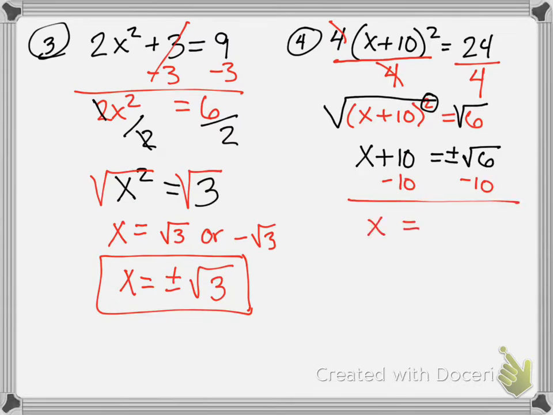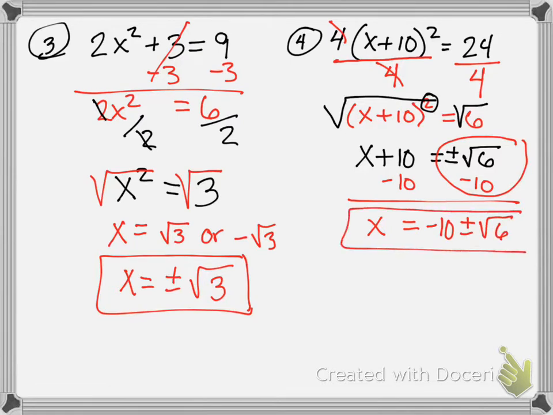Now, because one of these terms is inside a square root and one of them is not, I cannot combine them. So I'm going to write it just like I would read it. So I'm going to read it backwards. So negative 10 plus or minus the square root of 6. And there's nothing to be simplified since they're not like terms. So you would leave it as negative 10 plus or minus the square root of 6, and you are done.